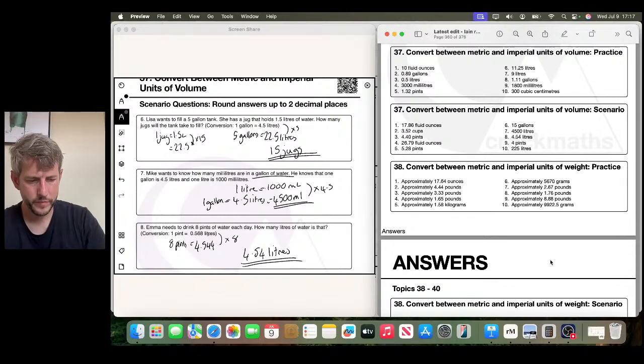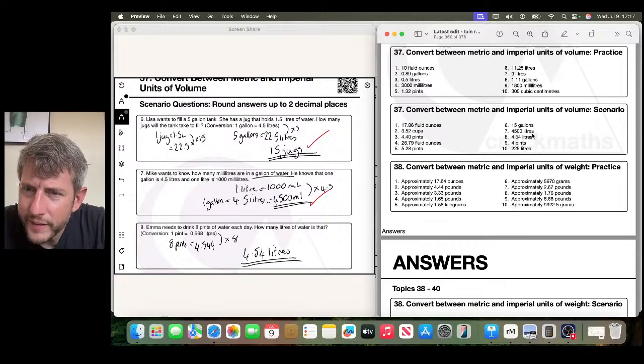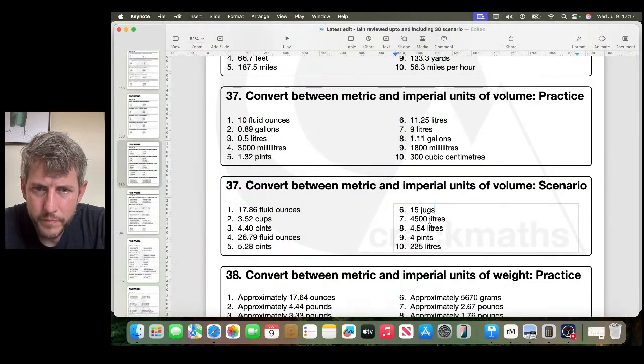There we go. That's right now. Then we've got 4,500. We've gone wrong again here. This should be millilitres, isn't it? Wants to know how many millilitres. Yeah. So that needs to be corrected.